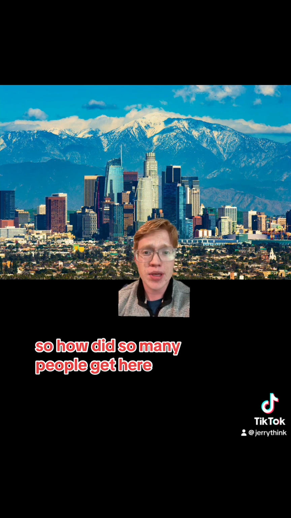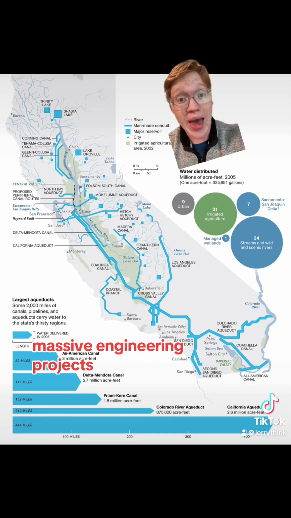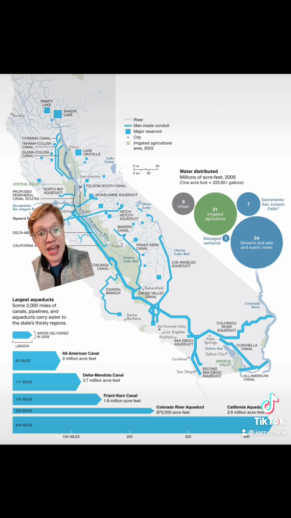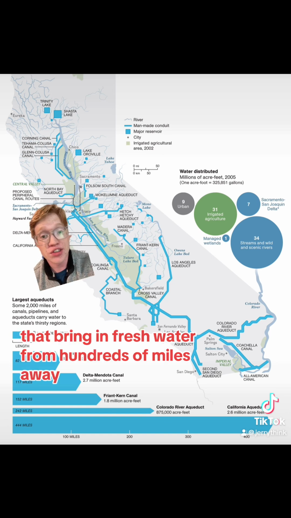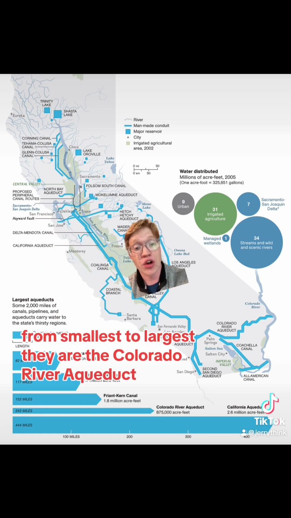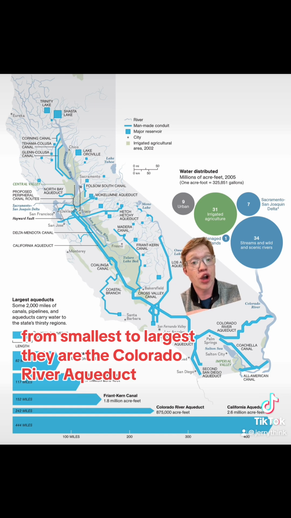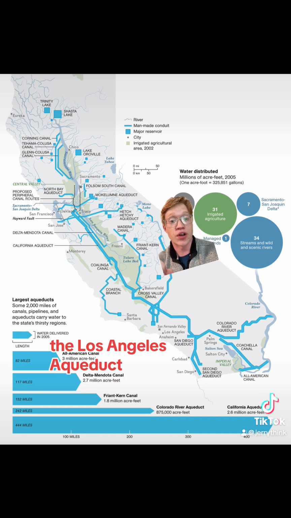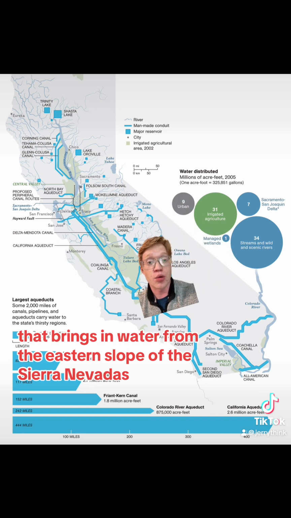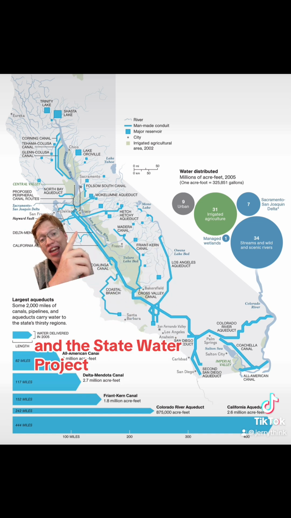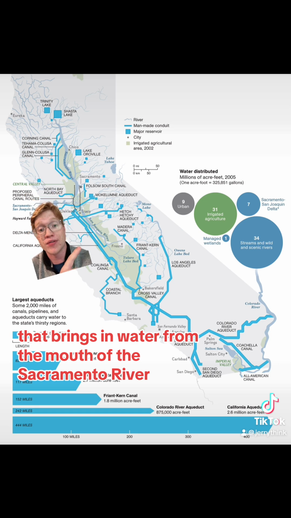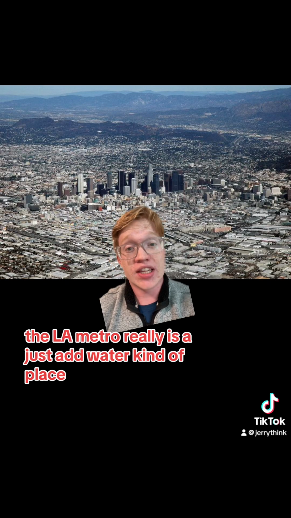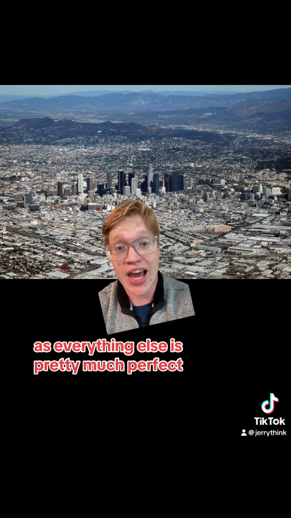So how did so many people get here? Well, in short, massive engineering projects. LA gets 88% of its water from 3 huge canals that bring in fresh water from hundreds of miles away. From smallest to largest, they are the Colorado River Aqueduct, the Los Angeles Aqueduct that brings in water from the eastern slope of the Sierra Nevadas, and the State Water Project that brings in water from the mouth of the Sacramento River.